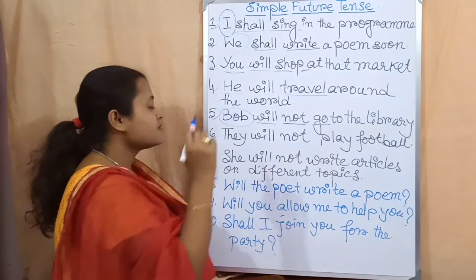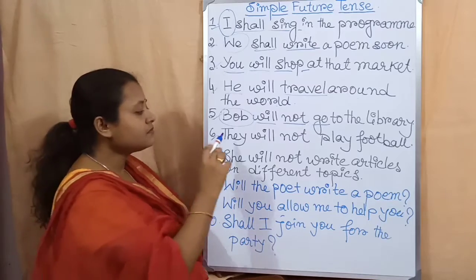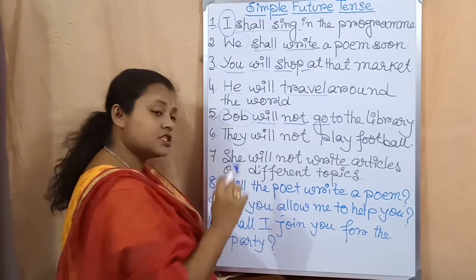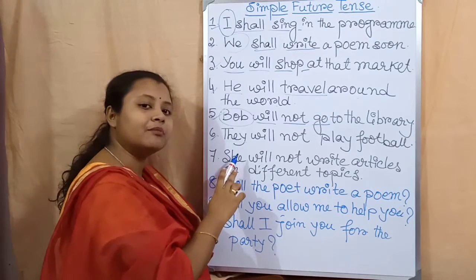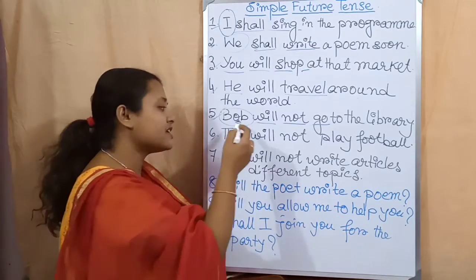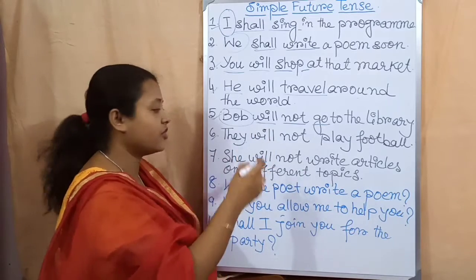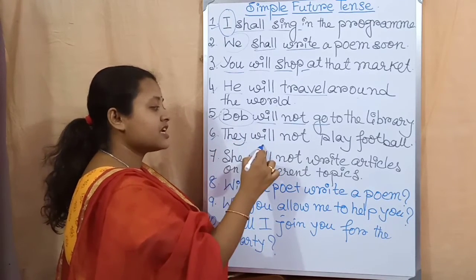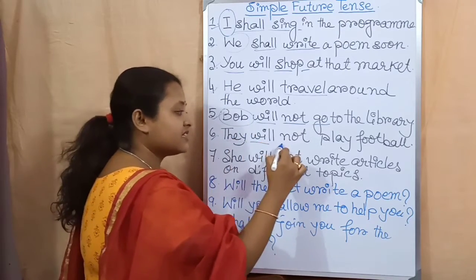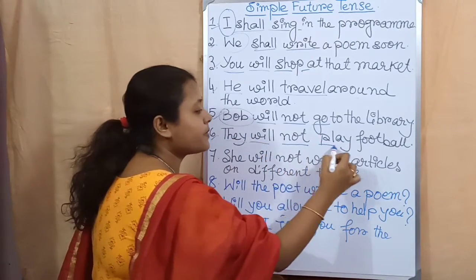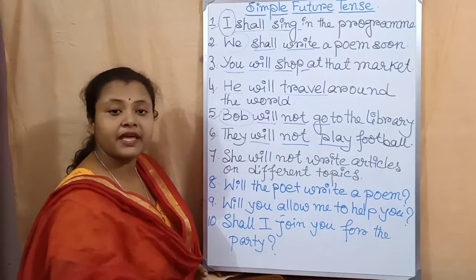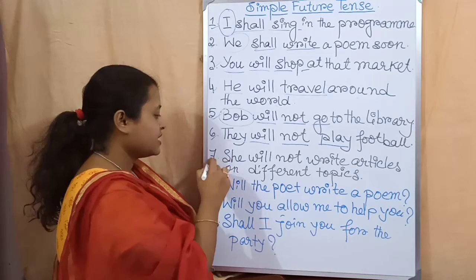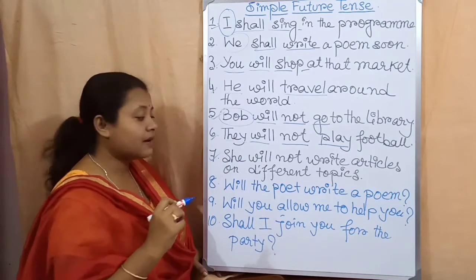Now come to the sixth example. They will not play football. They is also third person, but in plural number. Singular or plural, that doesn't matter. You have to write shall or will accordingly. After they, after third person, I have written will. After that, not. Then the present form of the main verb, play. Then football, the rest of the sentence or the object. Now come to the seventh example.